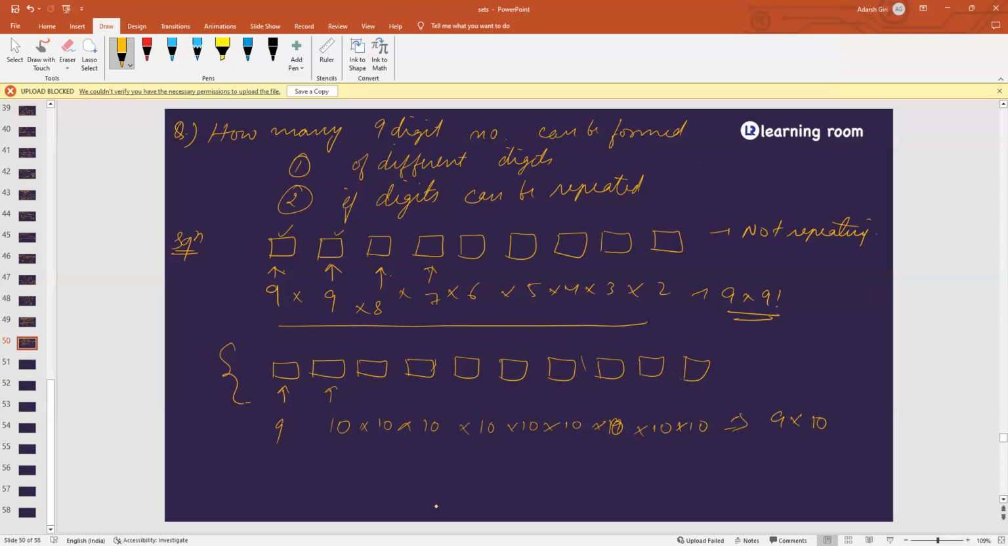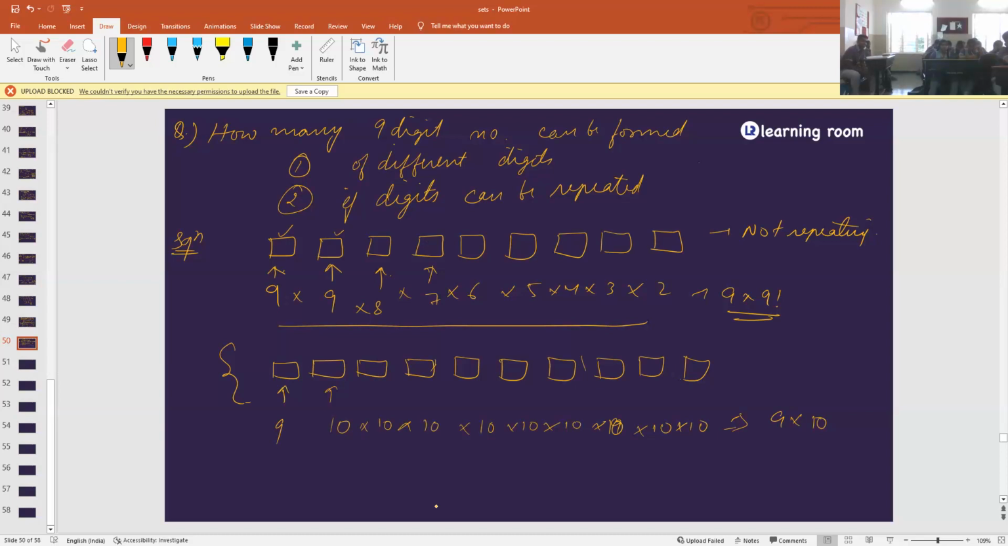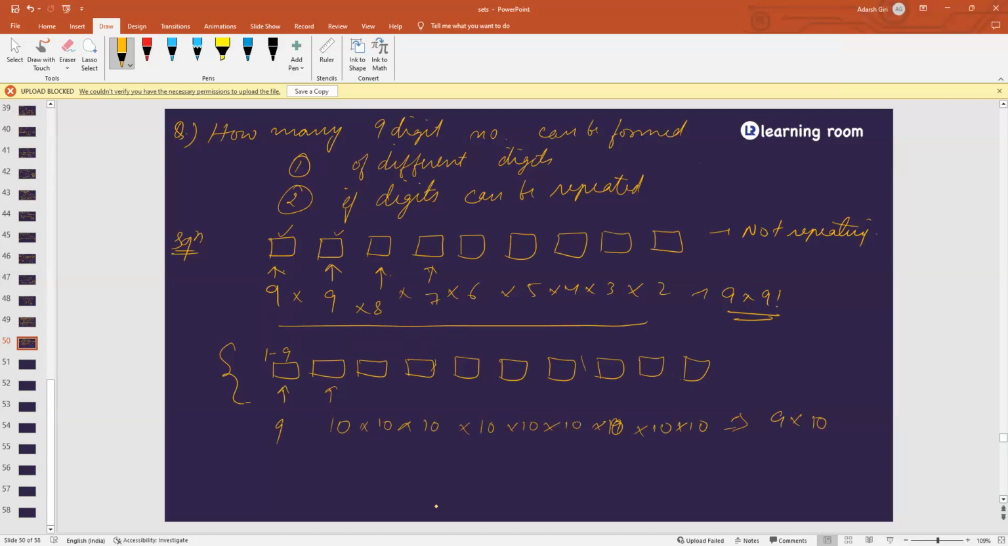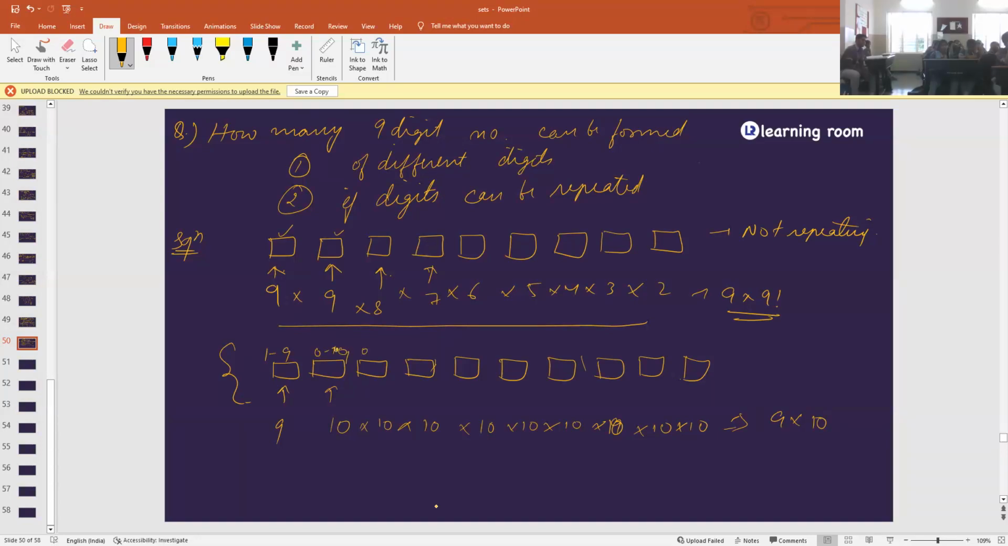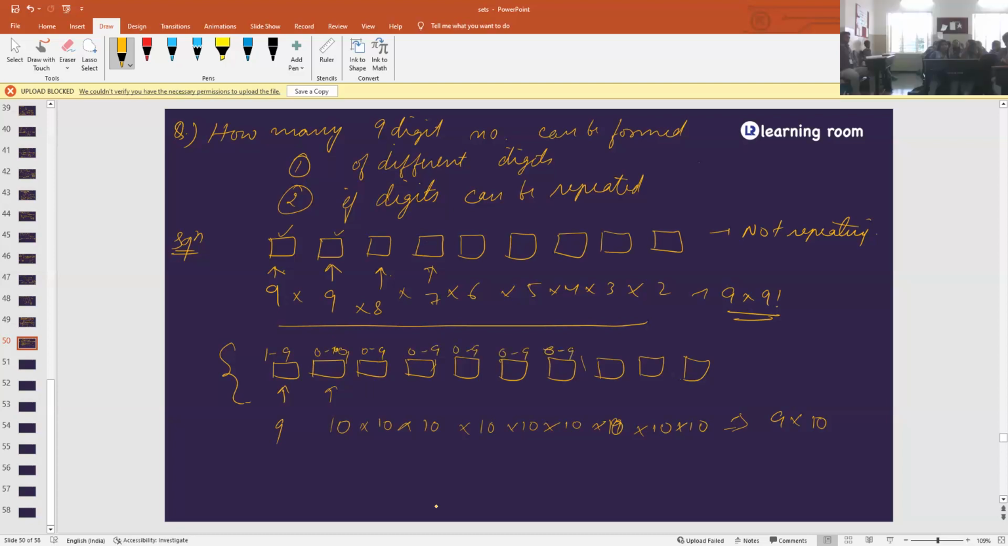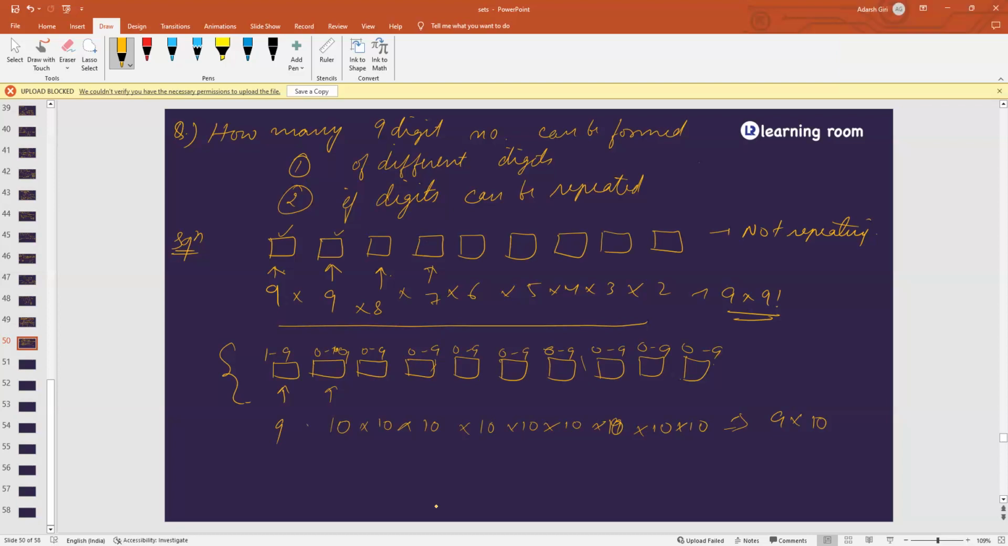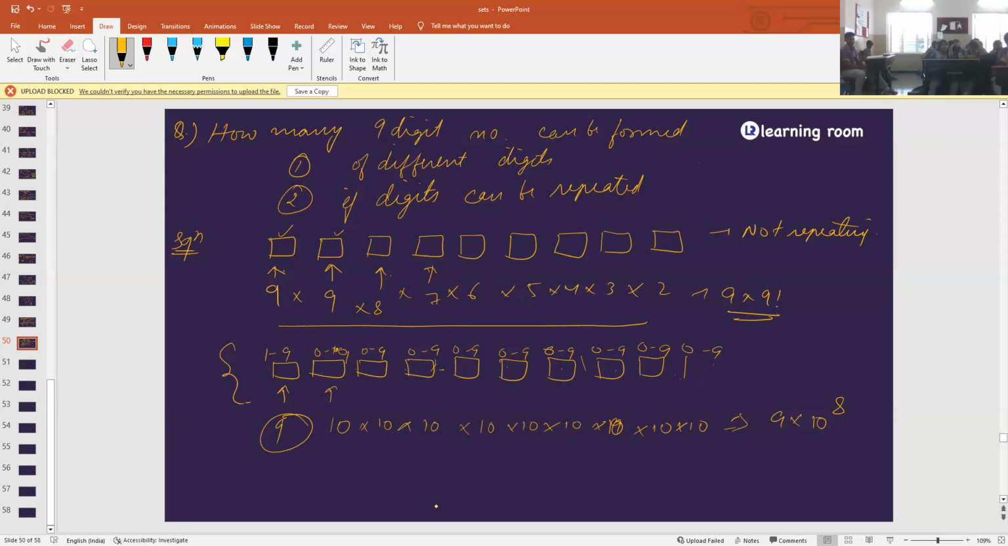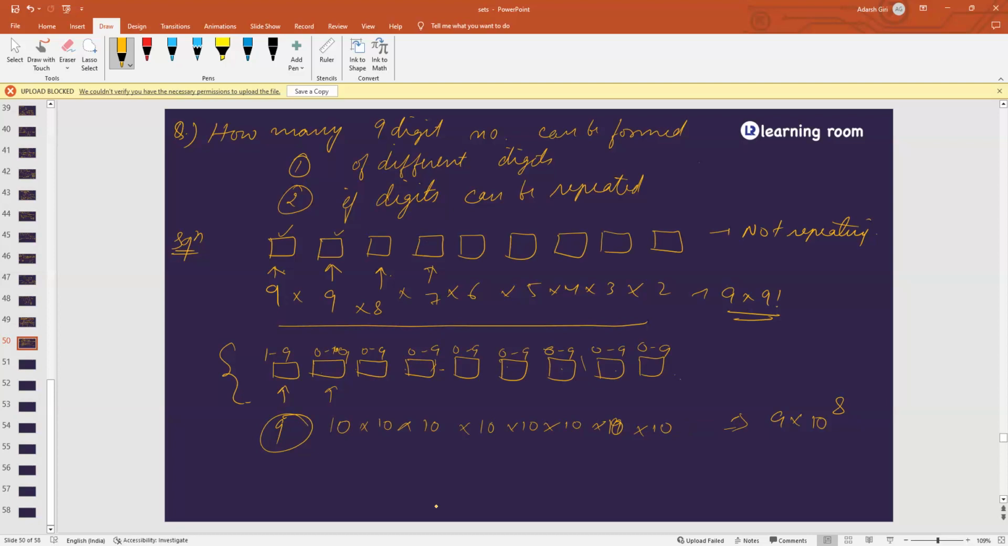Why 8? Sir, total 9 digits. For the first digit only 9 numbers are possible, here 1 to 9 you can put. Then here 0 to 9, 0 to 9, 0 to 9, so 10 numbers will be there. First digit 9 numbers, okay, so 10 to the power 8. Yeah, right. I have made 10 boxes, that's my problem. That's fine.